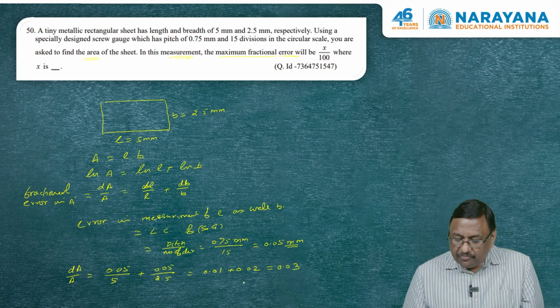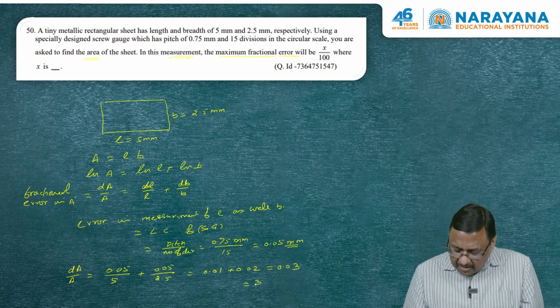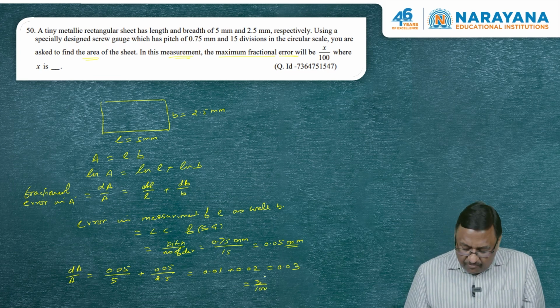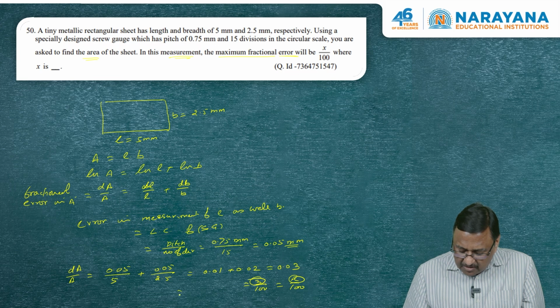He is asking in terms of x upon 100, which can be written as 3 divided by 100. I hope it is correct. Yes, that means the value of x, denoted in the question by x upon 100, is obviously going to be 3. So your answer should be x is equal to 3.